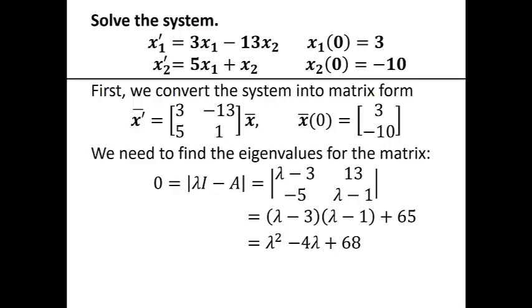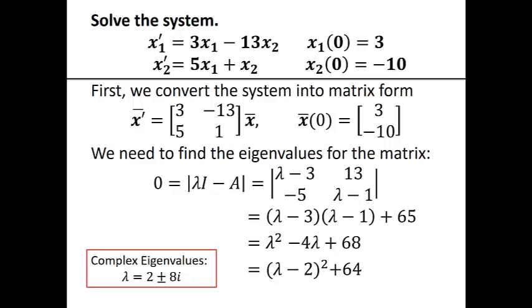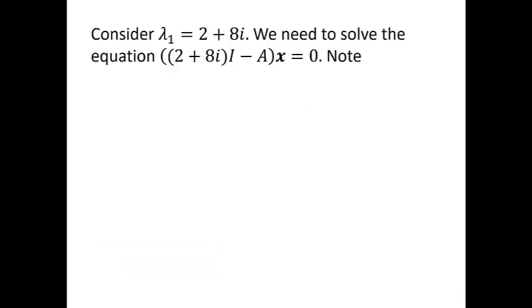And then there are of course a lot of different ways to find your roots in this case, but if you were to complete the square, you could rewrite this equation as lambda minus 2 squared plus 64. And therefore we have complex eigenvalues of 2 plus or minus 8i. Now, as I said in our big picture scenario, we're only going to need one of these complex eigenvalues. So I'm going to do the rest of the problem using 2 plus 8i. You could also use 2 minus 8i and get the same answer. Here we go. All right, so I'm going to focus on the eigenvalue 2 plus 8i.